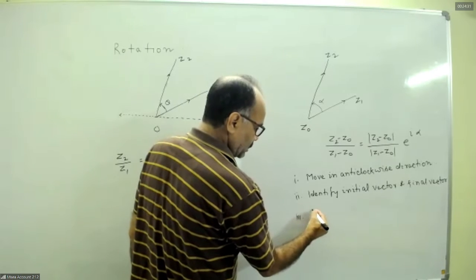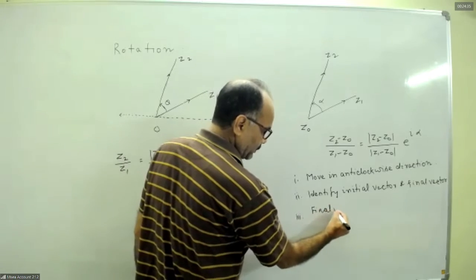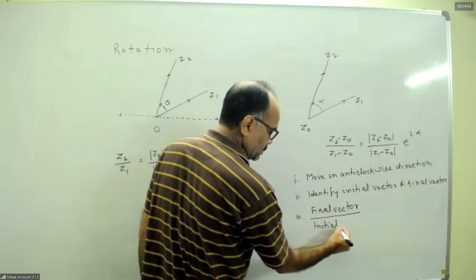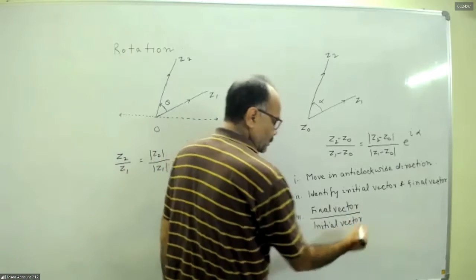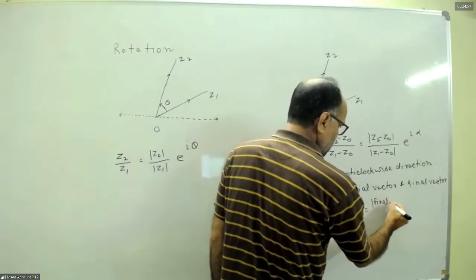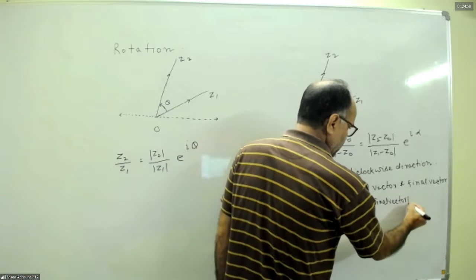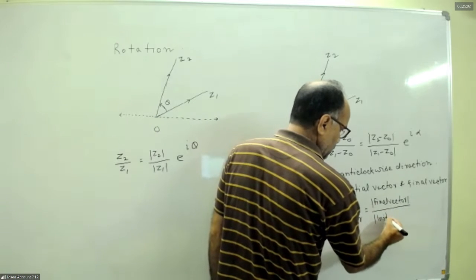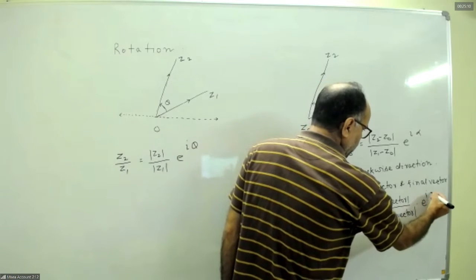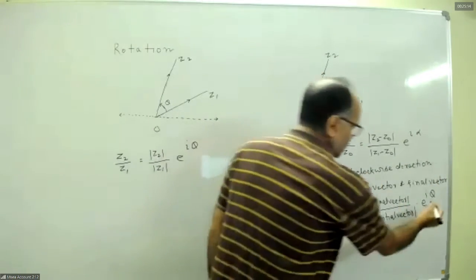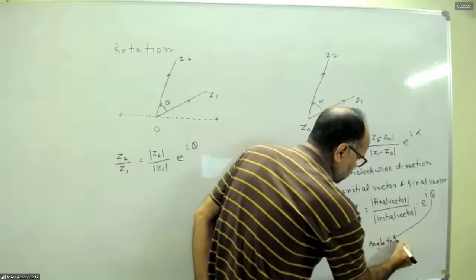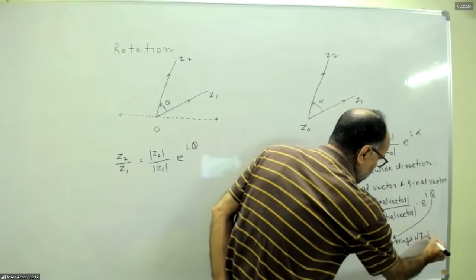Then final vector by initial vector equals mode of final vector by mode of initial vector into e to the power i theta, where theta is the angle through which we have rotated.